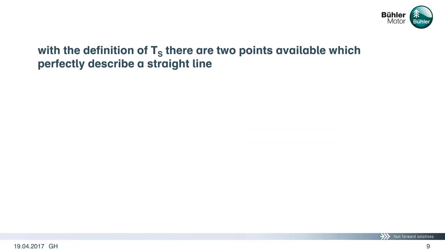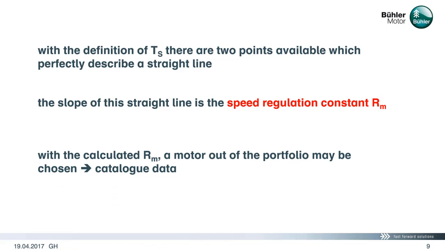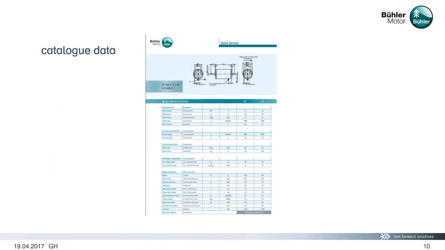With the definition of T sub S, there are 2 points now which perfectly describe a straight line. The slope of this straight line is the speed regulation constant R sub m. With the calculated R sub m, a motor out of the existing portfolio may be chosen. If we look at the data sheet of the motors, we can see the speed regulation constant here. It is a constant for a specific motor type and will not change even if we modify the motor winding, assuming we keep the copper filling in the armature constant.